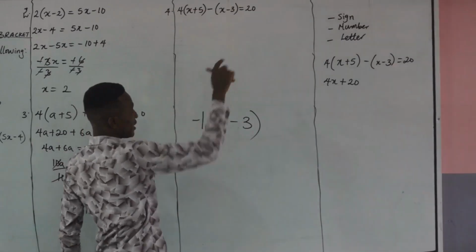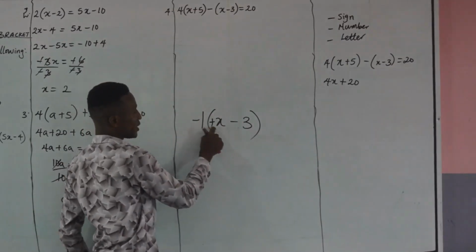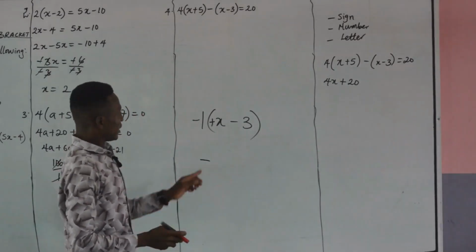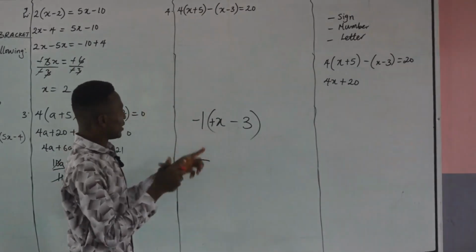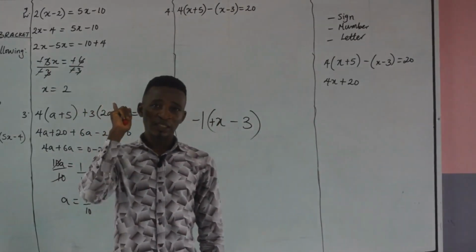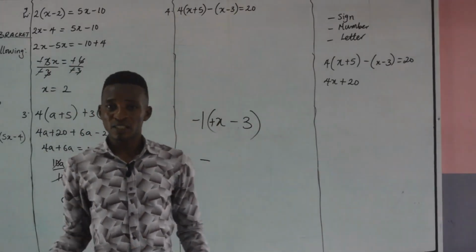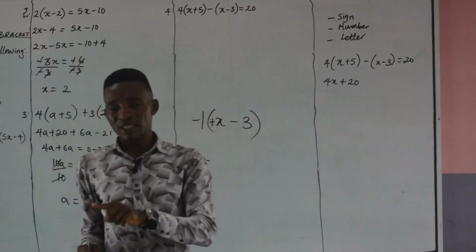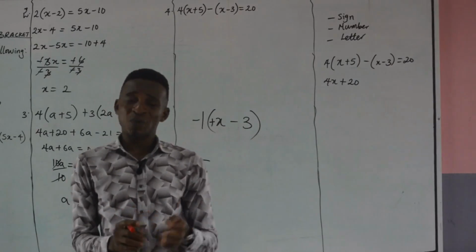Now the first thing we have there is sign. Minus times plus here gives us minus. We are done with that. Now the next thing is number. Beside this x, there's also an invisible one. Instead of you saying x, the complete value is 1x, but as a mathematician there's nothing like 1x.